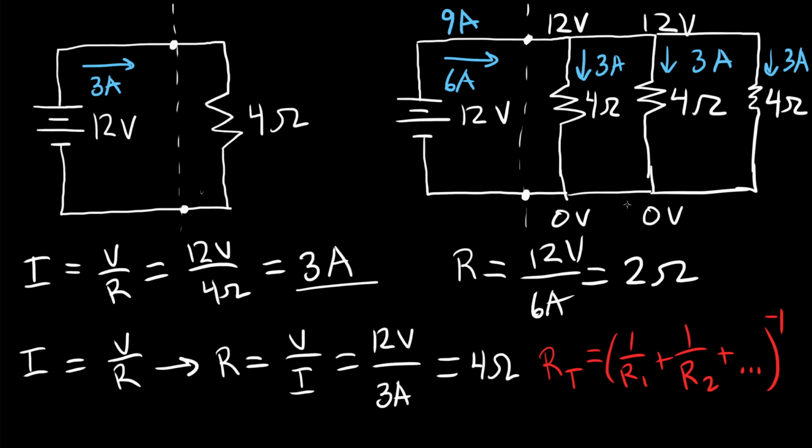So the voltage source will think that there is not 2 ohms, but instead 12 volts over 9 amps. It will think that there is 3 over 2 ohms on the other side. And if we plug it into this equation, you'll also get the same result. I hope this video clears up why resistance decreases as we move over from a series to a parallel configuration. Thank you.